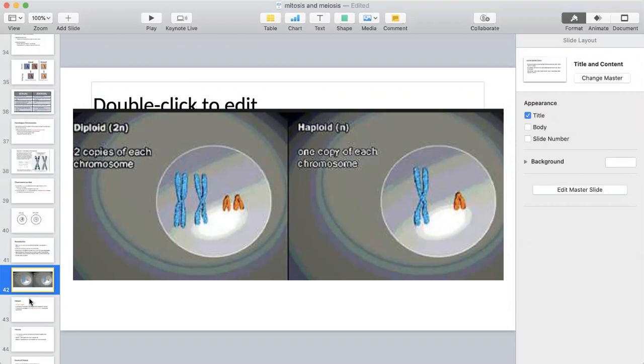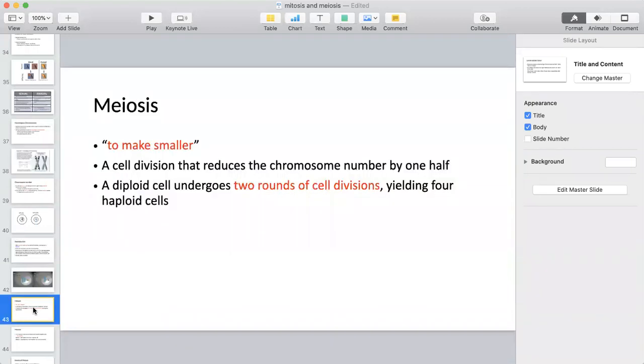Haploid is going to have 1 copy of each chromosome. Diploid is going to have 2 copies of each chromosome. You need to be able to apply that next week. What questions do we have before we keep going? Great.